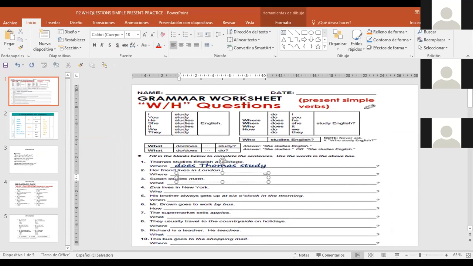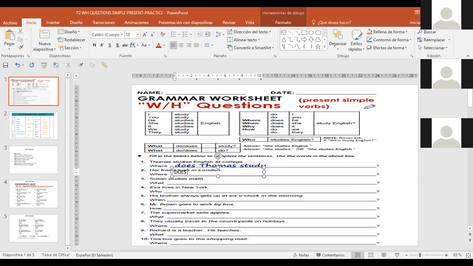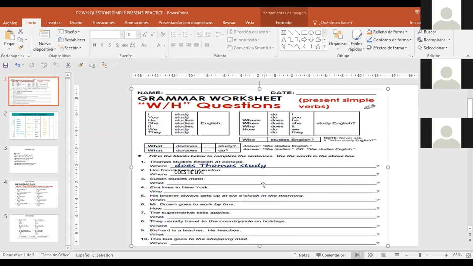Si vemos el ejemplo del anterior, ¿verdad? Yeah, where. Where does she live? Ajá, si estamos hablando del amigo de ella, ¿verdad? Where does he live? He lives in London. Her friend lives in London. Very good.